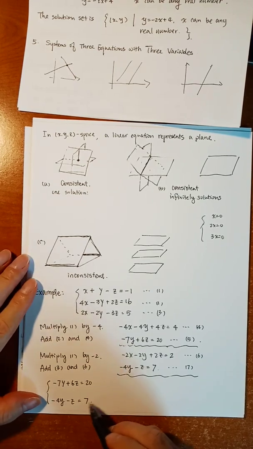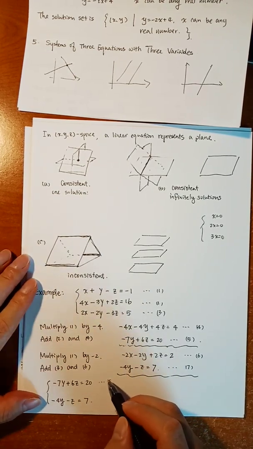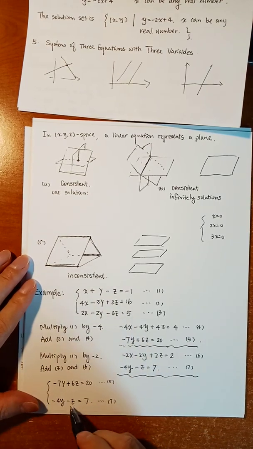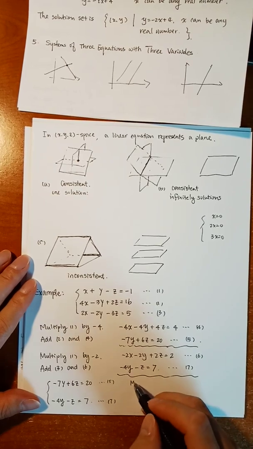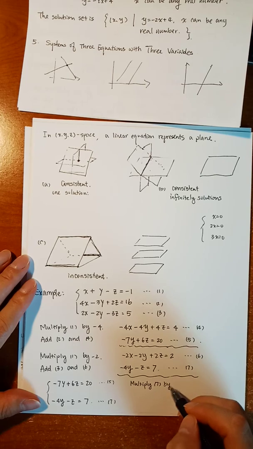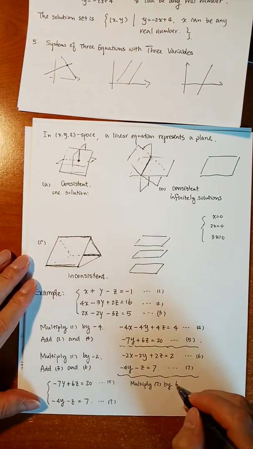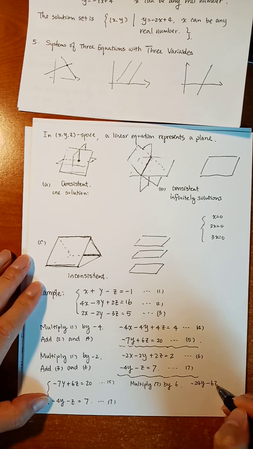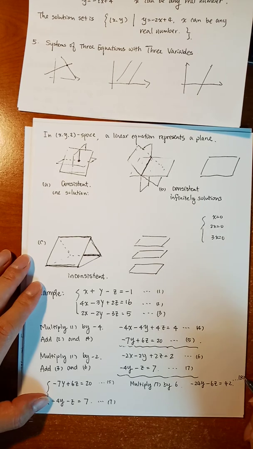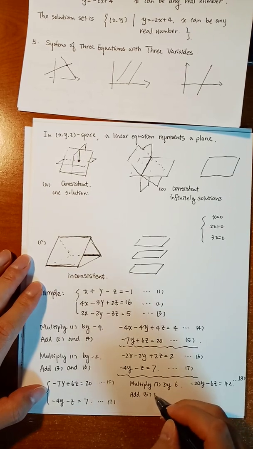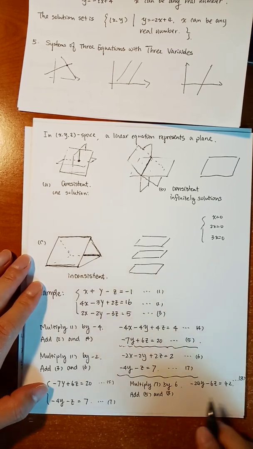Clearly, we're going to multiply. This is 5 and 7. You see here, it's easy to eliminate z. So we multiply equation 7 by 6, and we'll get negative 24y minus 6z is equal to 42. That's equation 8. And then we are going to add 5 and 8.